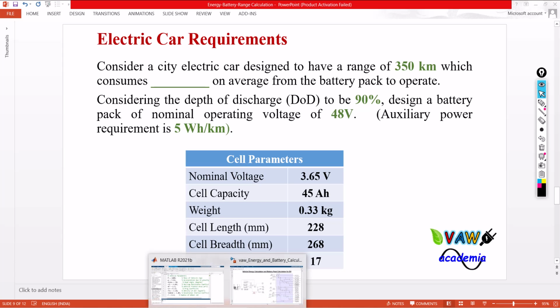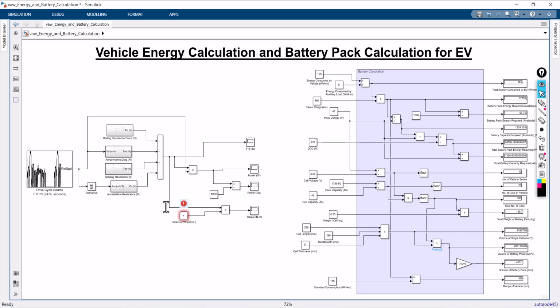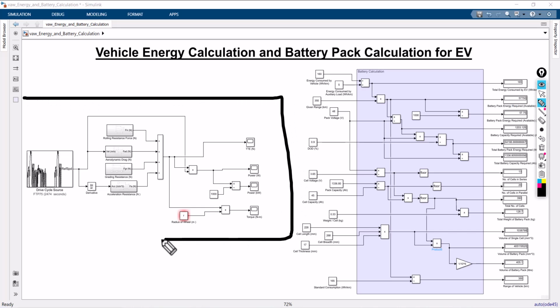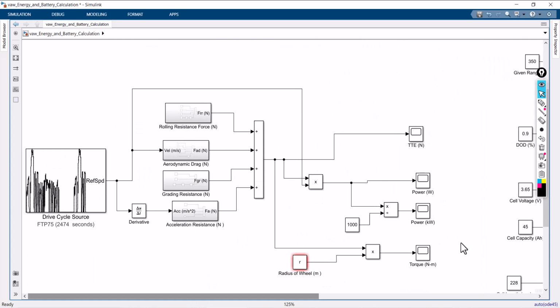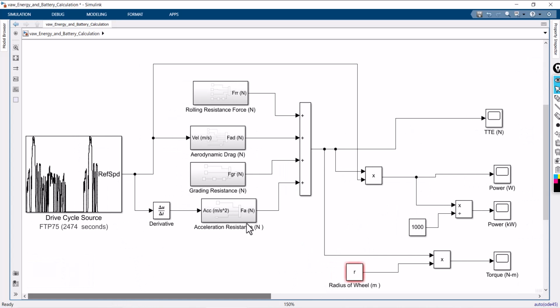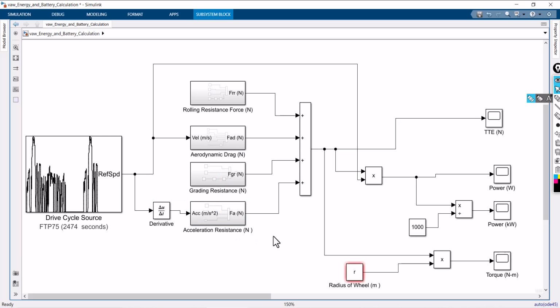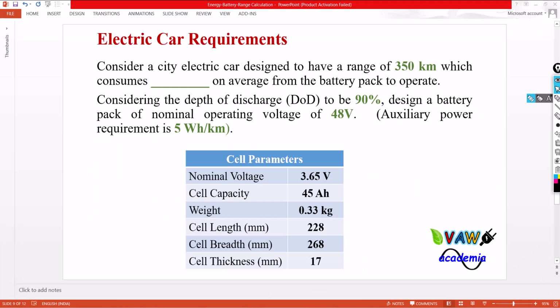So I'm going straight to MATLAB. It's a Simulink model. First take only this portion. This is the place where I'm going to calculate the power consumption and energy consumption. Look at this. The first one is the rolling resistance force, the second is aerodynamic drag, the third is grading resistance, and the fourth is acceleration resistance. These are subsystems.